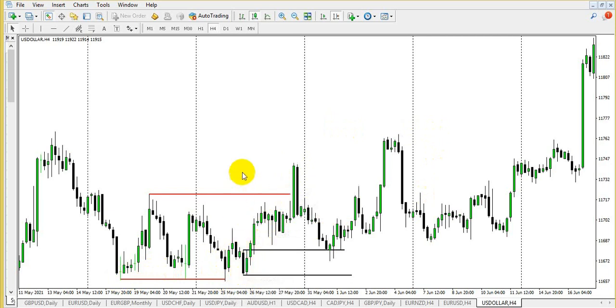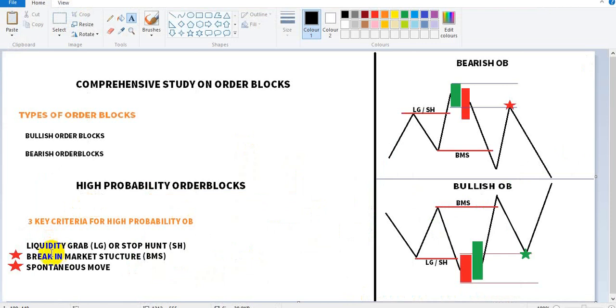Now I mentioned three criteria for a high probability trade. One of them is liquidity grab, second is break in market structure, and the third one is spontaneous move, or you can also call it impulsive move. What I mean by spontaneous or impulsive move is a fast move before breaking market structure and after the order block. After the order block, there must be an impulsive move. Then, before breaking market structure, there should be an impulsive move that breaks the market structure before the retest to the order block and price keeps on moving.